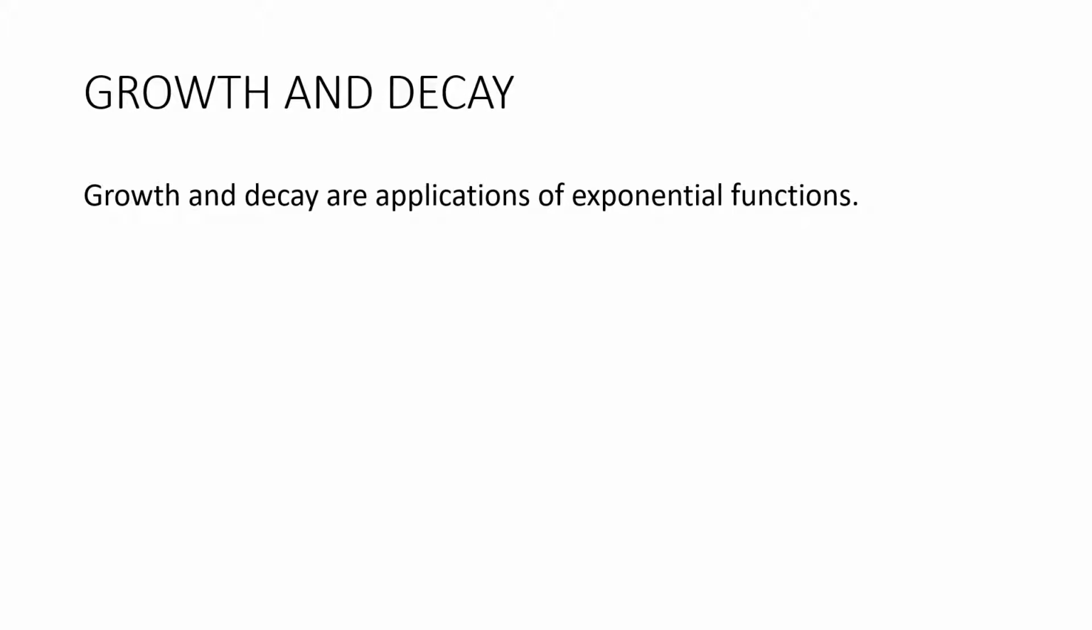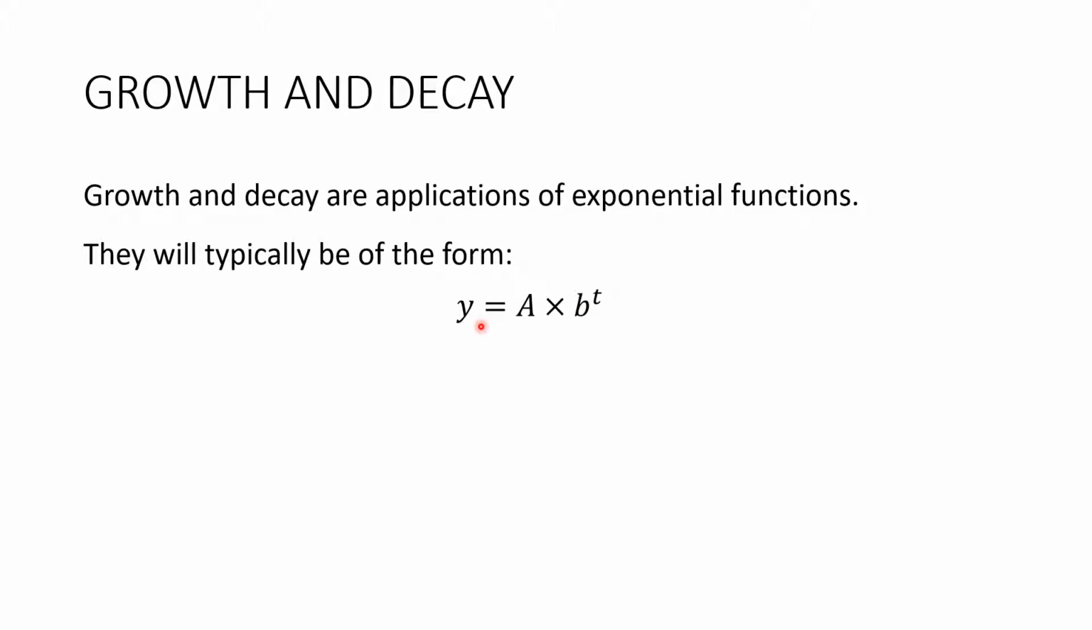Now, growth and decay are applications of exponential functions, and they're typically going to be of the form y is equal to a times b to the power of t. Y and t are variables. Y is the amount of the substance or the thing, and t is time. A and b are constants.